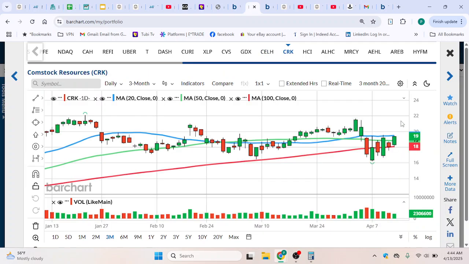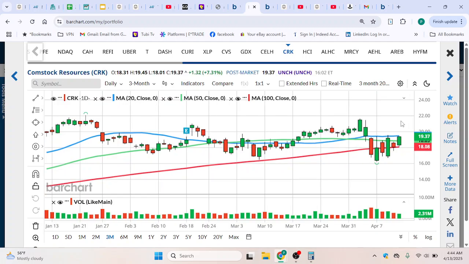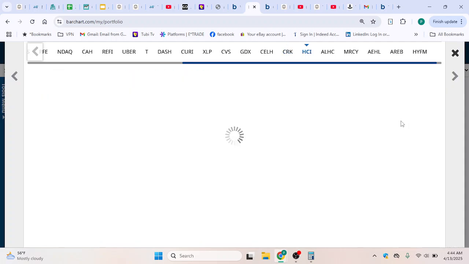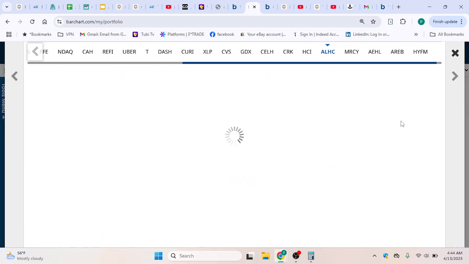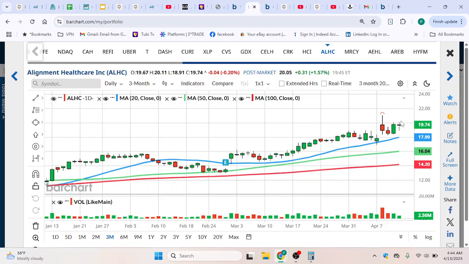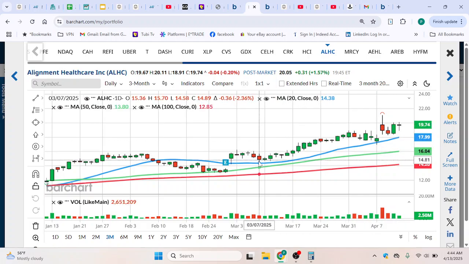We also have these oil stocks have not performed. Insurance, this one's kind of back and forth. This is a stock I also like, Alignment Healthcare, based on the chart.